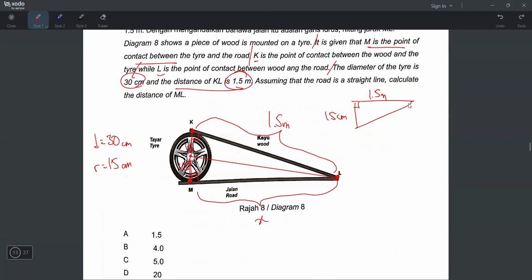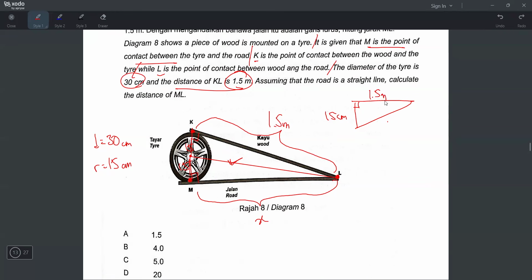And kenapa saya nak cari panjang sini? Because without this, you can't find the x. You need to find this and then use Pythagoras theorem again to get the x. Like that. So basically, I have to use the atas punya right angle to find this first, using Pythagoras theorem lah.